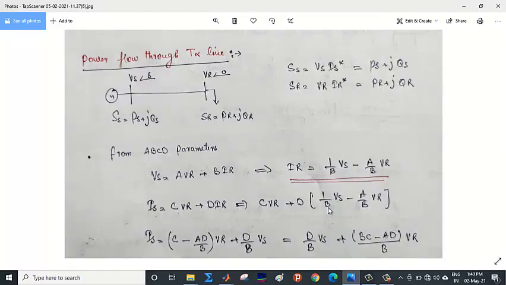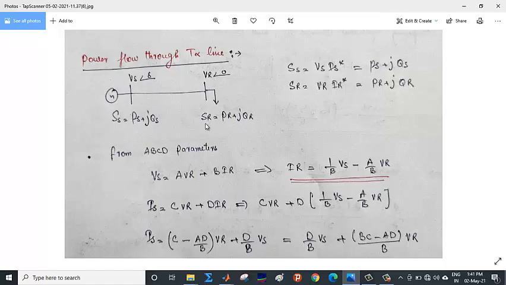Now coming to the power flow through the transmission line. This is also an important topic. Let us say we have a source, two buses which are connected through a transmission line, and we have a load. The load voltage, that is the receiving end voltage, is given as VR at an angle of 0. We are taking this as a reference, and Vs is taken at an angle delta with respect to this VR.